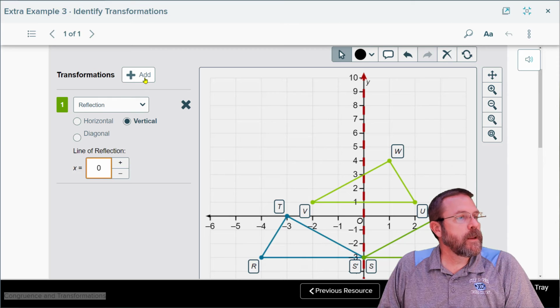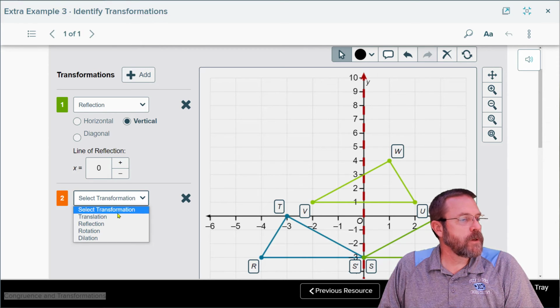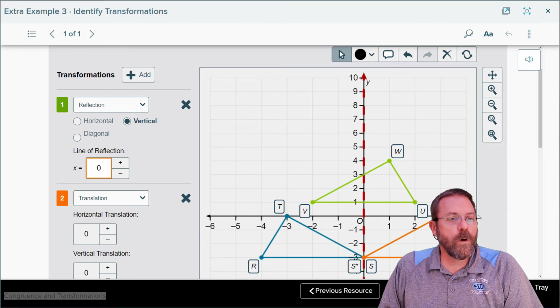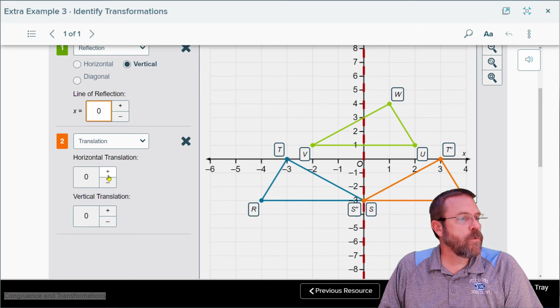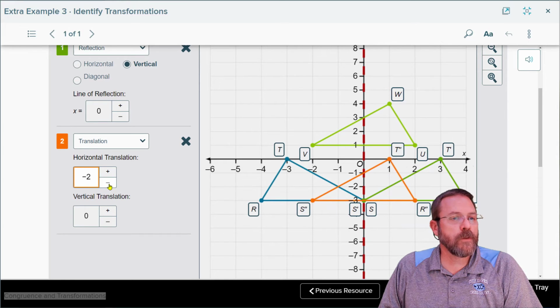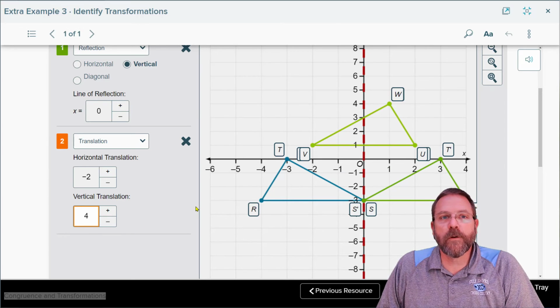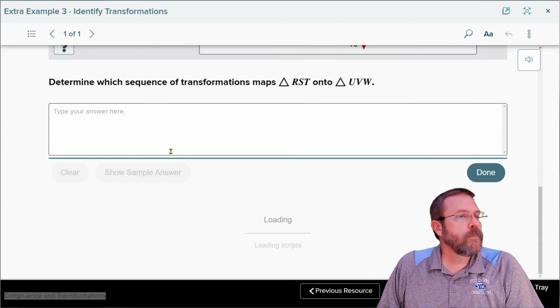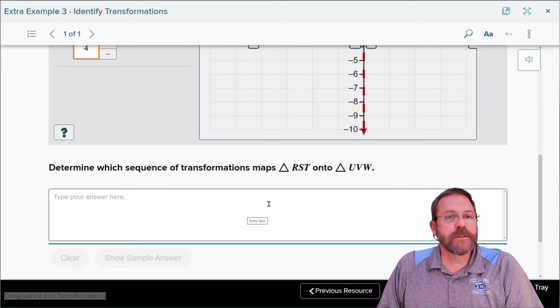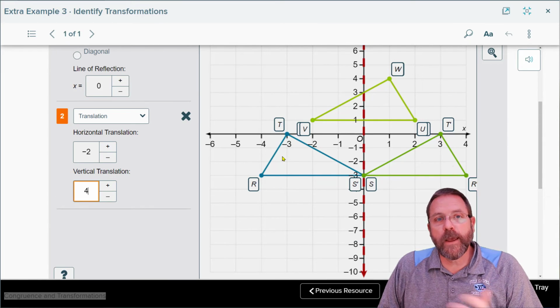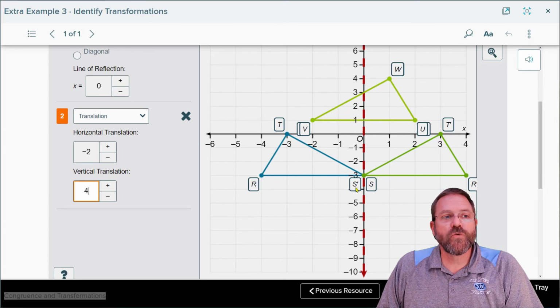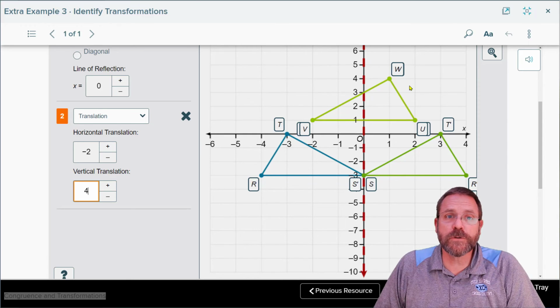From here, I'm going to add a translation. So my translation is going to go up 1, 2, 3, 4, and left 1, 2. So I'm going to do a horizontal translation of -2, a vertical of +4, and right there is going to be our final answer. Scrolling down here, what you would write in this box is exactly what you did, that you reflected triangle RST across the y-axis. After that, you translated it 4 units up and 2 units to the left. And that's all there was to it.